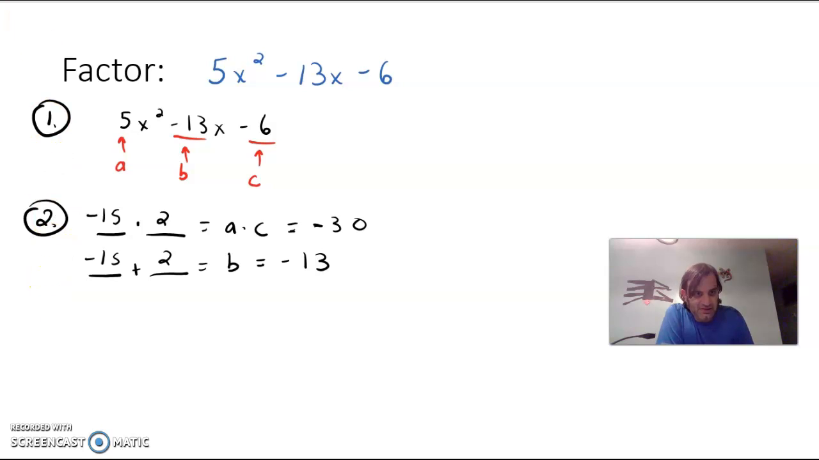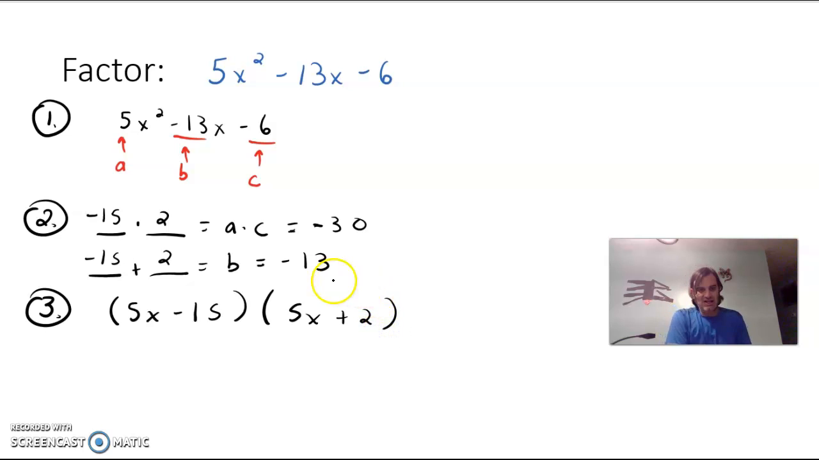Step 3. Oops. Lost my marker. Here we go. Step 3. We're going to write our ax and the two numbers. So 5x minus 15 times 5x plus 2. If you have much experience with factoring, what you should notice here is that if you multiply these two first terms together, 5x times 5x, you get 25x squared, which is way too much. So the simple explanation here is that with the method we're using, we put too much in. We put an extra 5 in both places, and we're going to use the next step to correct that.